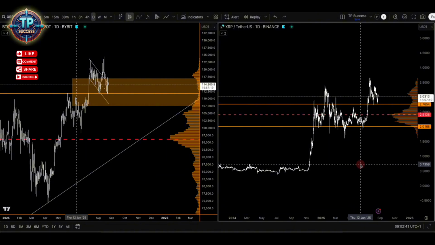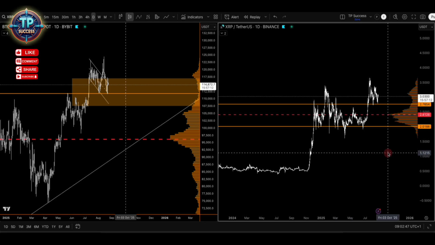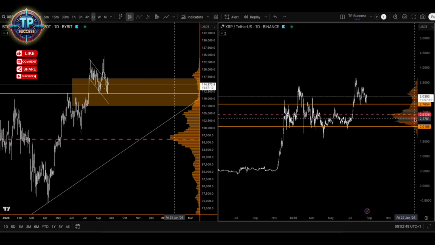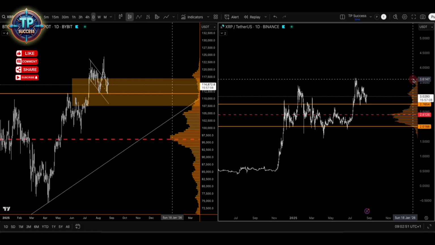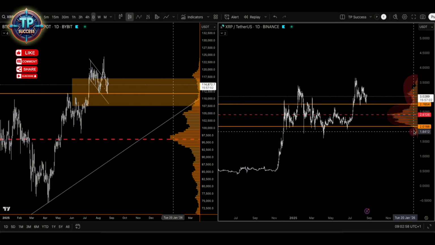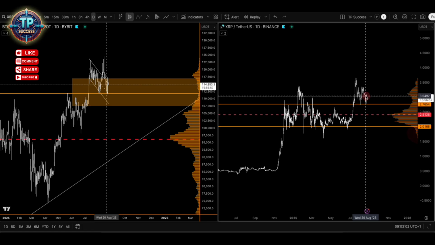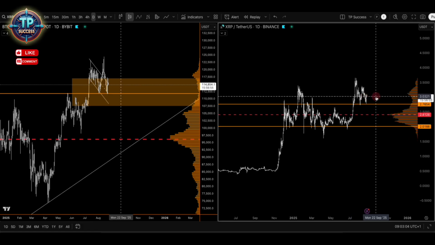Right, so XRP right now is exhibiting the same sort of traits that we've seen with Bitcoin. Okay, so first things first. It's in the low value area of the volume profile. This is the value area. This is the high value area. This is the low value area. This over here too is the low value area, and we have XRP sitting comfortably above that.